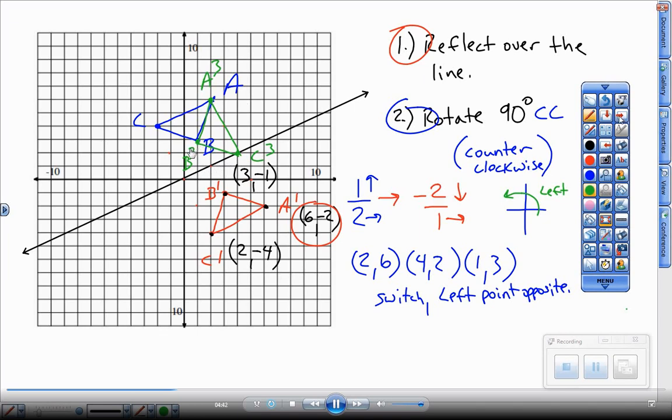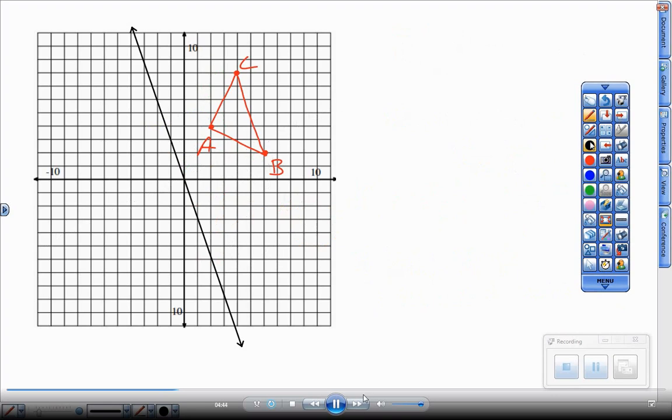All right, next problem is going to be the true spaghetti problem. Good luck following along. Here we go. I'm going to have you reflect over this line, which has a slope of negative 3.